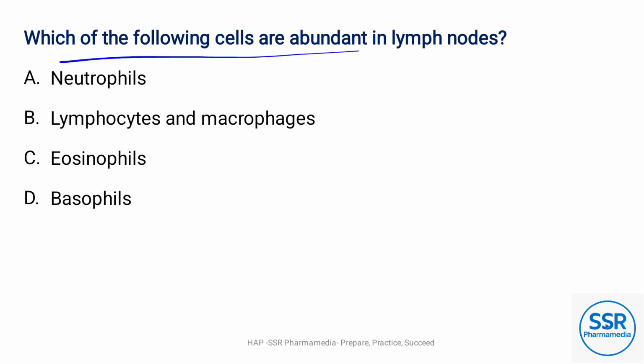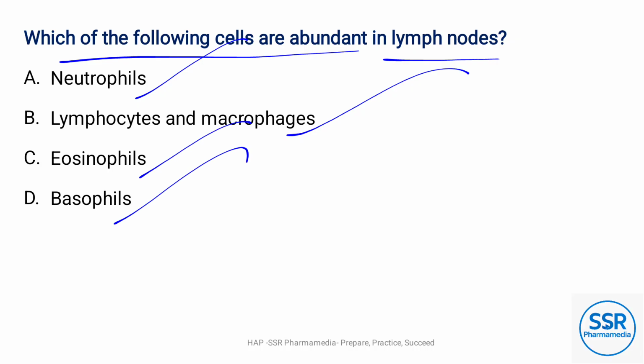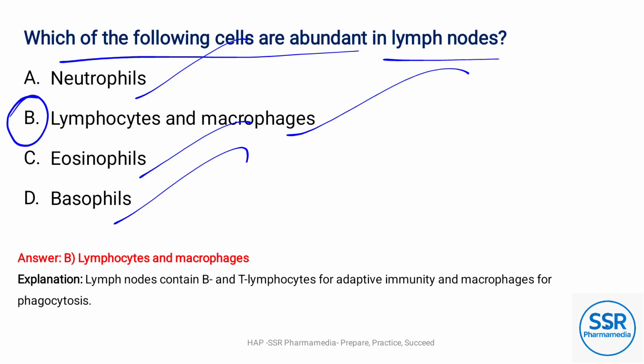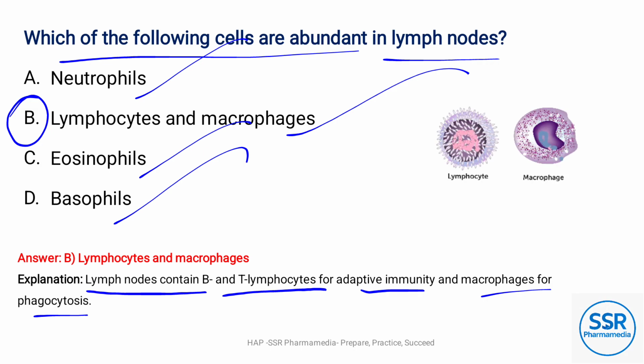Which of the following cells are abundant in lymph nodes? Option A, neutrophils. Option B, lymphocytes and macrophages. Option C, eosinophils. Option D, basophils. So the answer is option B, lymphocytes and macrophages. Lymph nodes contain B and T lymphocytes for adaptive immunity and macrophages for phagocytosis.